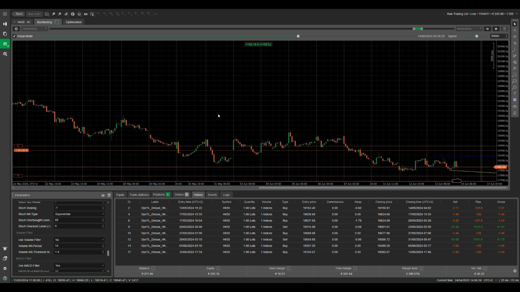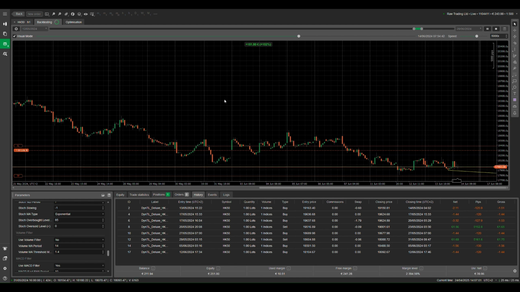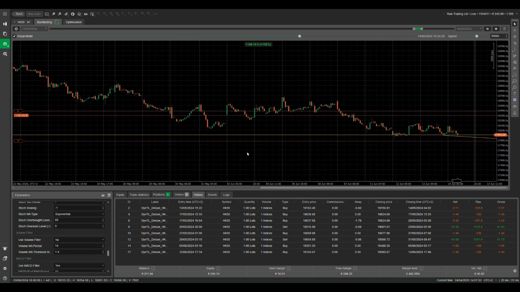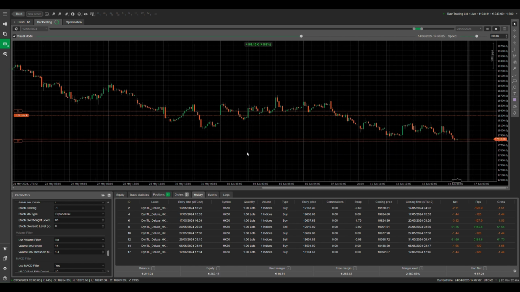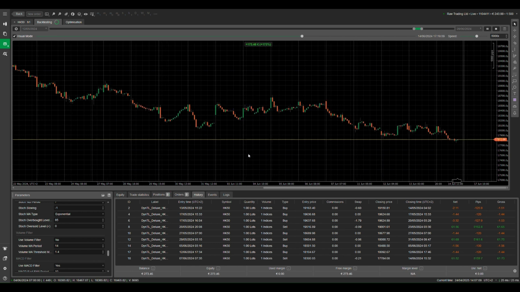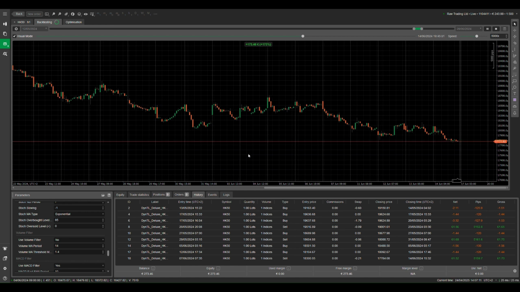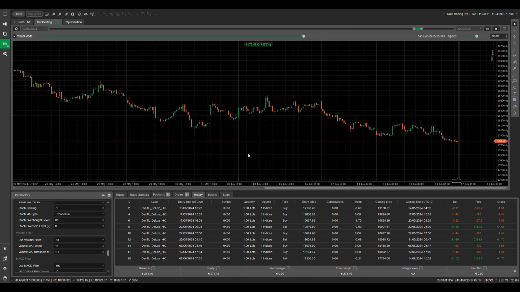ATR multiplier for initial SL. Description: the multiplier applied to the current ATR value, in pips, to determine the initial stop loss distance. Only active if use initial ATR-based SL/TP is true. Default, 1.5. Min value, 0.1.